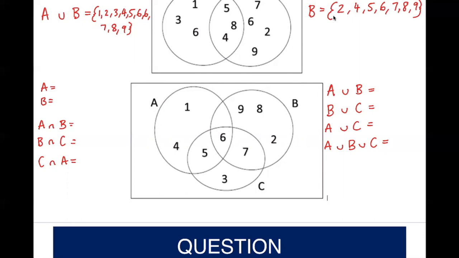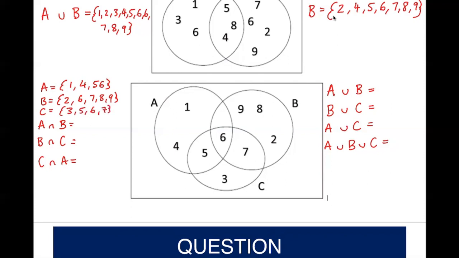All right, let's have a go. So in set A we have 1, 4, 5, and 6. Set B is 2, 6, 7, 8, and 9. I want to just check I've got the right numbers. 1, 2, 3, 4, 5. Yes, good. And set C, sorry, I forgot that one. Set C would be 3, 5, 6, 7.